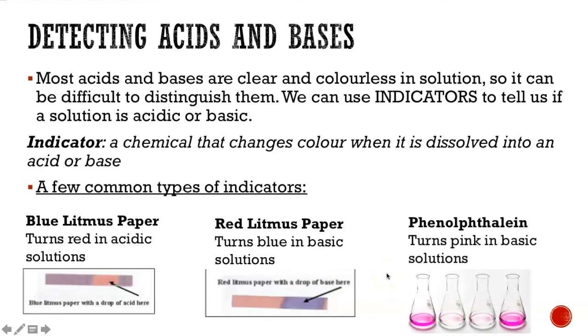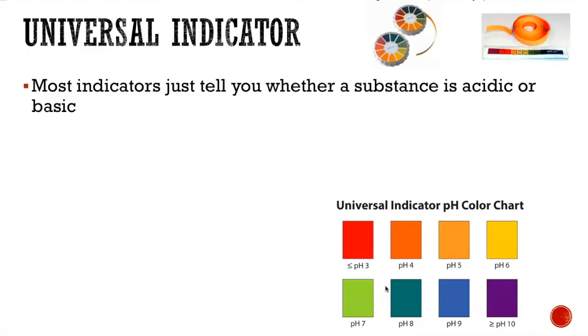There's also lots of solution indicators or liquid indicators. So phenolphthalein is one, and it turns pink in basic solutions. So you can tell if you have an acid or a base by whether or not it turns pink. There's lots more, by the way. Those are just some of the common ones.